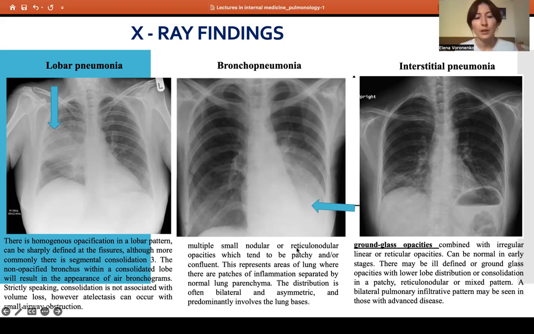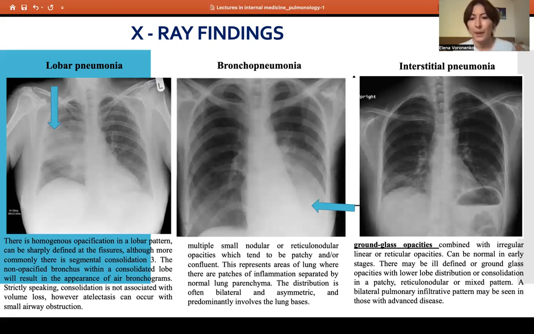Bronchopneumonia, multiple small nodular or reticulonodular opacities, which tend to be patchy and/or confluent. These represent areas of lung where there are patches of inflammation separated by normal lung parenchyma. The distribution is often bilateral and asymmetric and predominantly involves the lung bases.